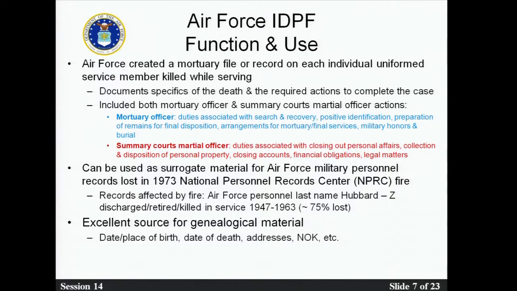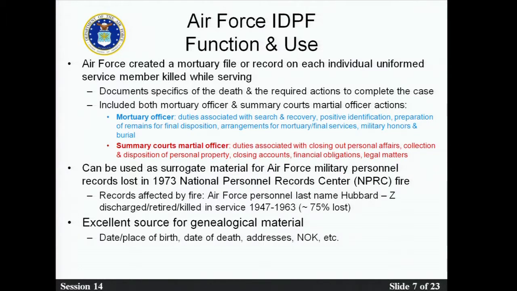Because in the overwhelming majority of these cases, this was unexpected. And so things were left as if he was still alive. So the summary court officer had a lot to do in a very short period of time. So these 2 individuals worked together. And so when you look at the files of the Air Force, and especially in the 1950s forward, you see that the file is arranged typically with mortuary actions in one section, and another section would contain the summary court-martial documents.